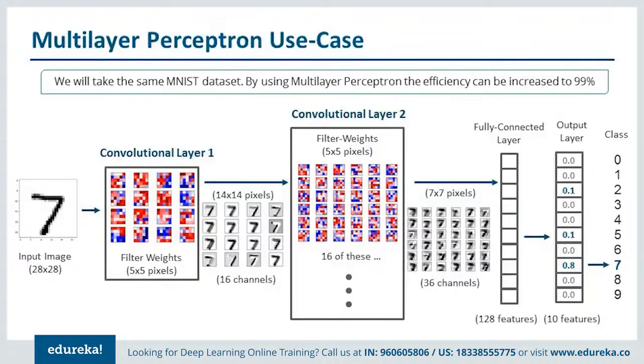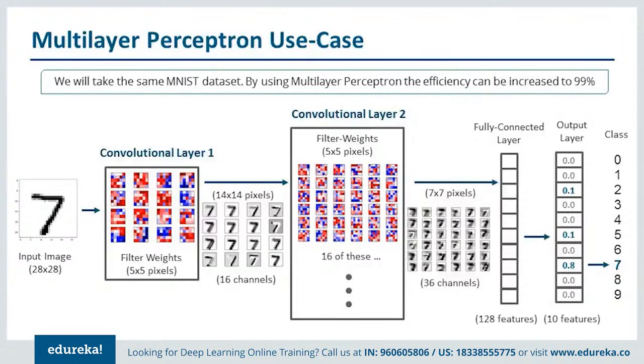So we give an input image to this convolutional network. Then this input image is processed in the first convolutional layer using the filter weights. This results in 16 new images, one for each filter in the convolutional layer. The images are also downsampled, so the image resolution is decreased from 28 cross 28 to 14 cross 14. Now these 16 smaller images from the first convolutional layer are then processed in the second convolutional layer.